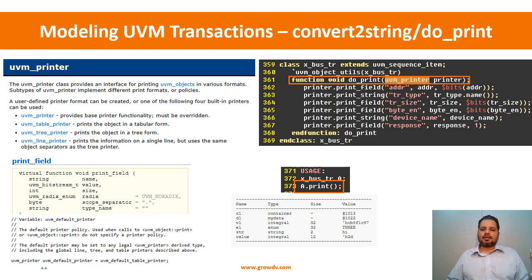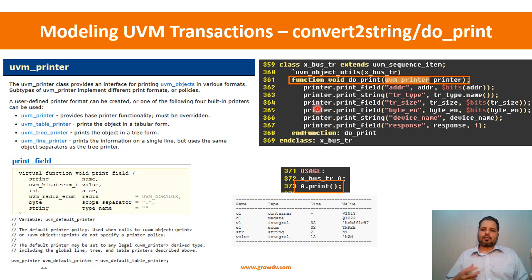We looked at the convert to string. Let's look at the next function, which is a part of modeling the transaction, and that is do print. It returns nothing, and it takes an argument called UVM printer with the handle name printer, again part of the transaction class extended from the UVM sequence item. The function itself is provided by the object and becomes part of sequence item through the hierarchy of extensions.